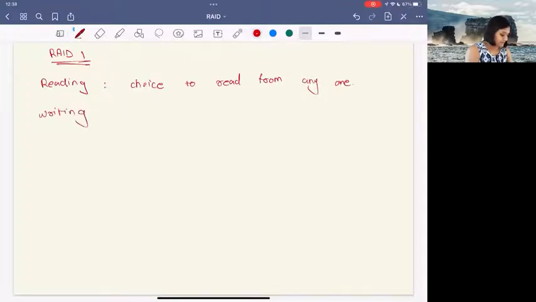In terms of writing, do we have a choice? If we are following this mirroring structure, not quite, because then we would have to write to both disks. So no choice. And we would have to update both. But still, this update to both can be done in parallel.